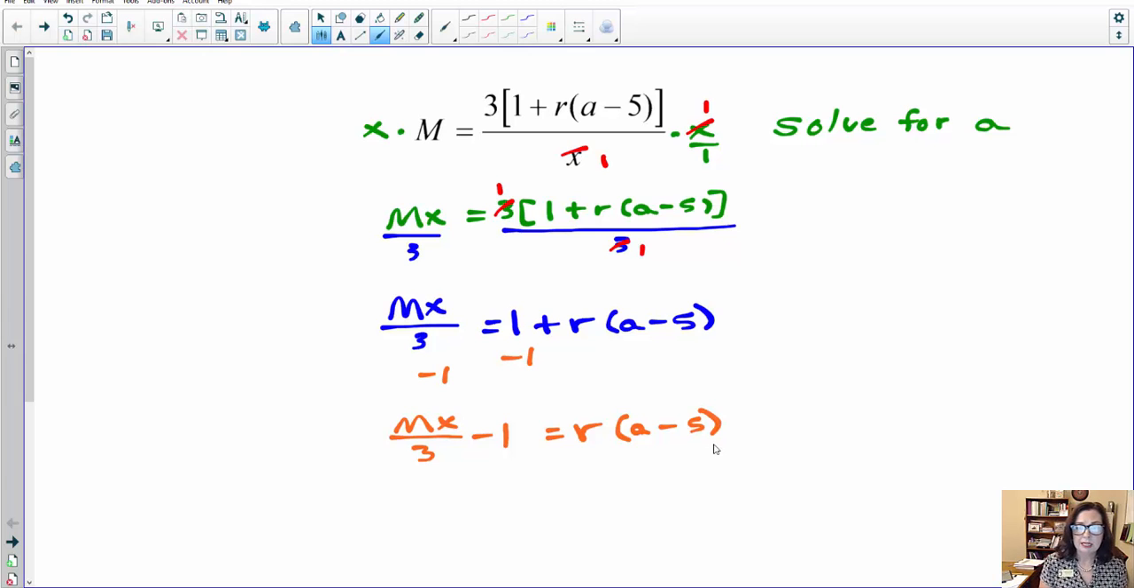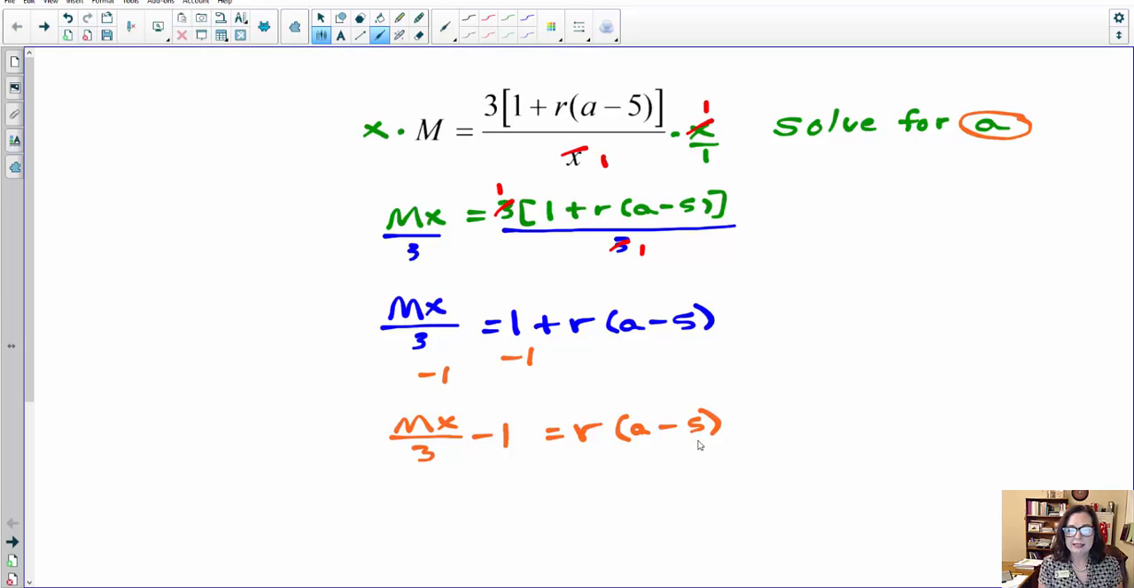Okay, so here we are. Now, you can also ask, well, should we combine that so it's one term? You could, but it's not necessary. Our goal is to just end up having a by itself, and it doesn't matter how ugly it looks on the other side, it'll be okay.